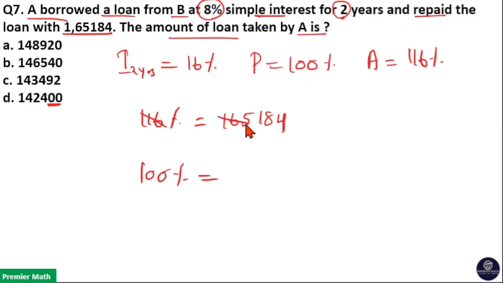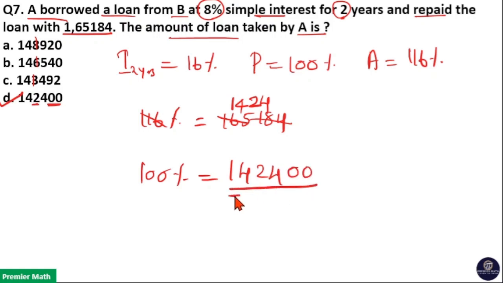Let's check. 116 goes one time in 165. Remaining is 49. So 116 goes here, second digit all are 4. 4 times in 491. 100 into 4 is 400. 16 into 4 is 64. So 464 and 491. Difference is 27. So 116 goes 2 times in 271. Here, third digit is 2. All others third digit are 3, 6 and 8. So option D is your answer. That is, this is 1424. So 100% is equal to 1424 into 100. So option D is your answer.